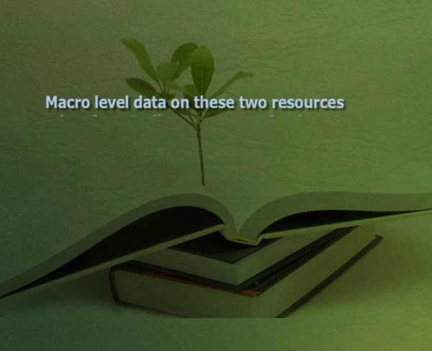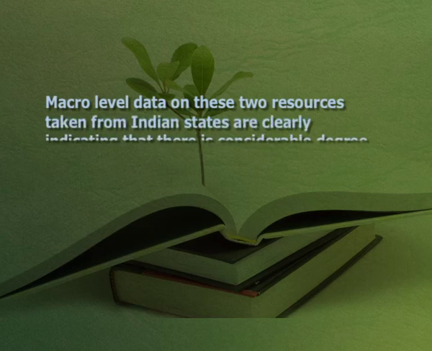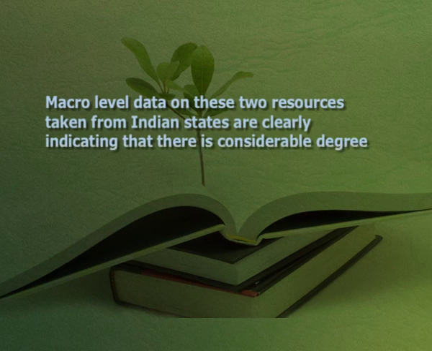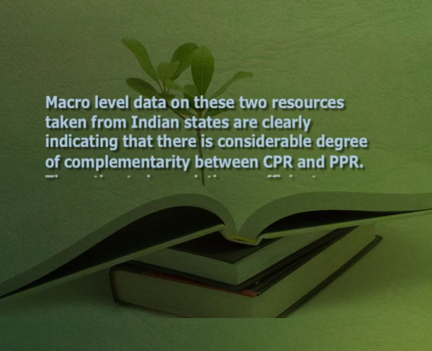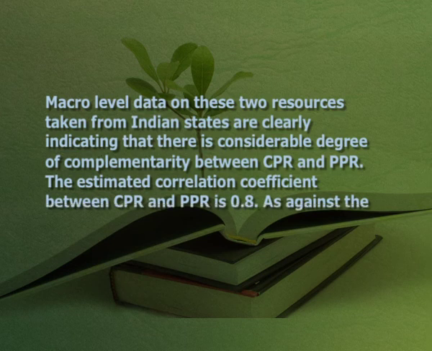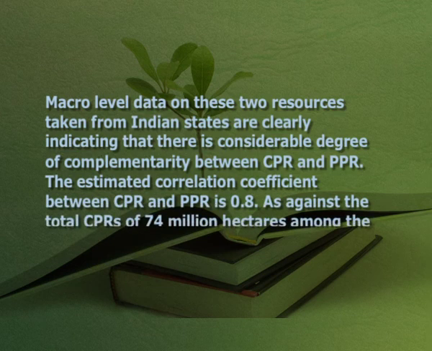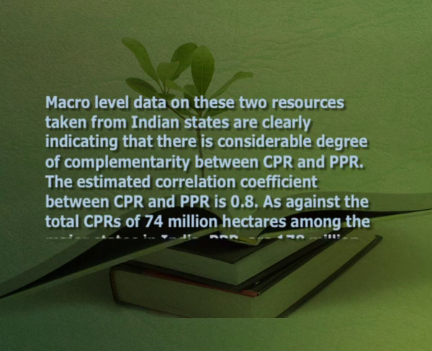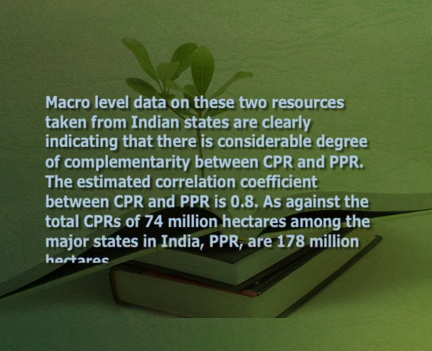Macro level data on these two resources taken from Indian states are clearly indicating that there is considerable degree of complementarity between CPR and PPR. The estimated correlation coefficient between CPR and PPR is 0.8. As against the total CPRs of 74 million hectares among the major states in India, PPR are 178 million hectares.